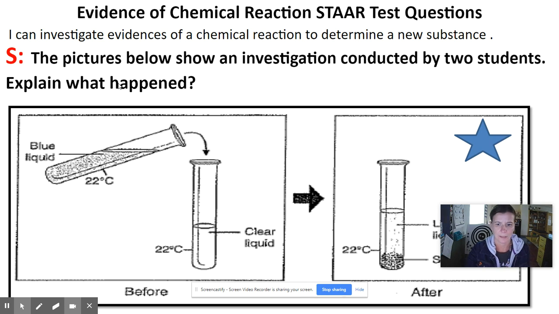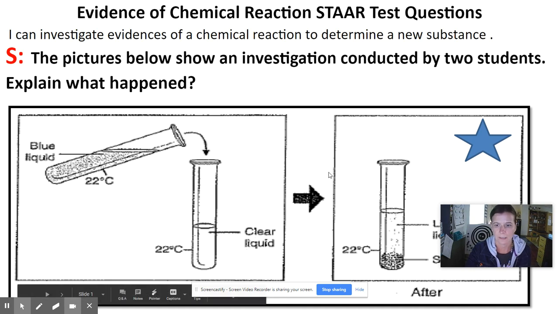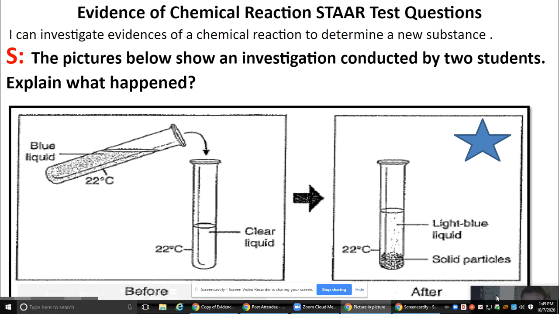Explain what happened. So here you have a before picture, a blue liquid at 22 degrees Celsius being poured into a clear liquid at 22 degrees Celsius. Then you have an after picture. So the solution is still at 22 degrees Celsius, so there's no temperature change. The solution turns light blue, which you would expect, because if it's blue being added to a clear liquid, you would expect light blue, so there's no color change.